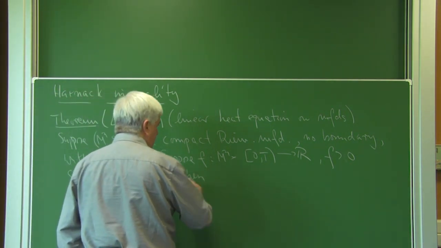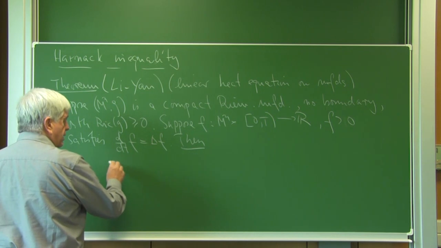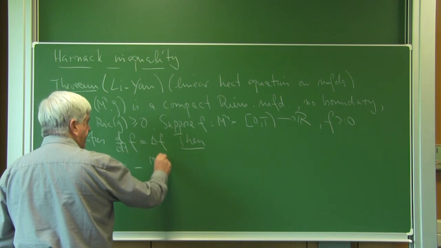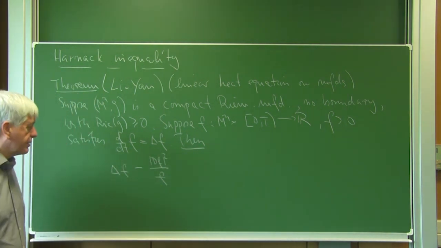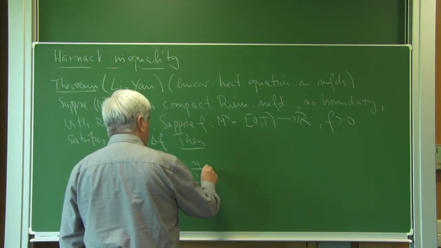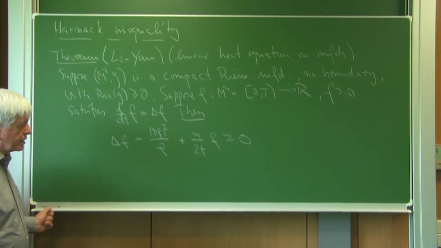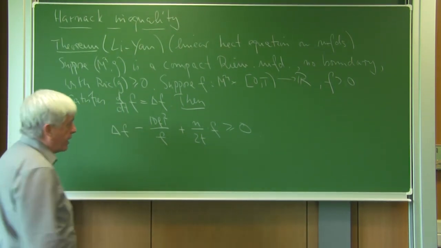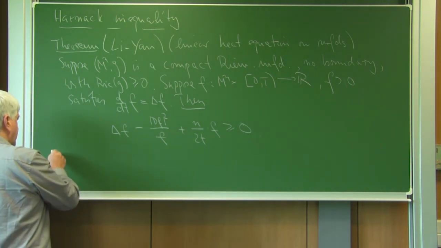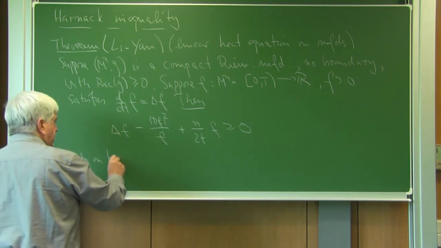Then we get that the Laplacian of f minus the gradient of f squared over f, so we need the positivity, plus n over 2t times f is greater than or equal to 0. And notice that we have equality here on the heat kernel in R^n. So equality on the heat kernel.